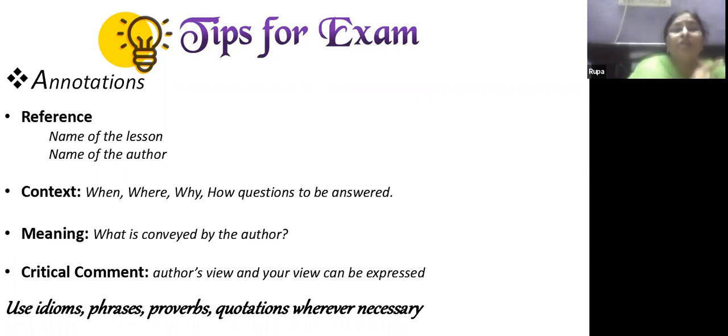And when you are writing the annotation, you have to write it in a particular format. First, you are going to write the reference as the side heading, where you are going to give the introduction. There you are going to mention the name of the lesson and the name of the author. Make it a point to write the name of the lesson as it is and write the name of the author without any spelling error, children.